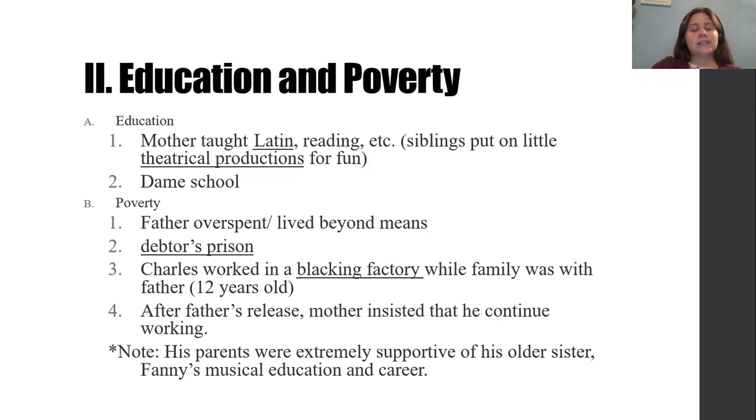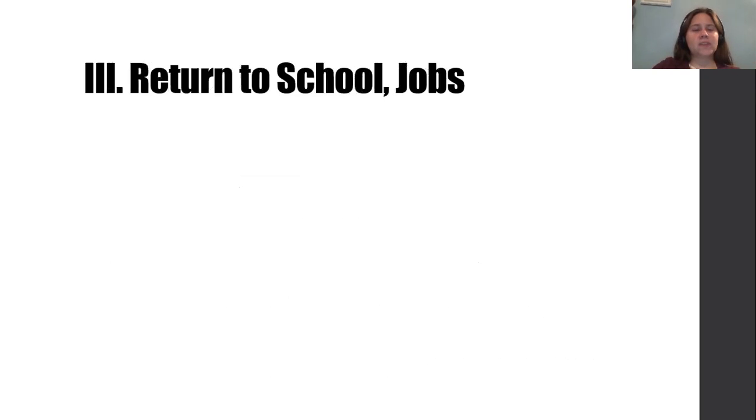Now, Charles really wanted to go to school. He really had other things he wanted to pursue, like writing and things like that. But they wanted him to work. His sister, Fanny, was a year older than him. His parents supported her musical education and career. So she was the oldest, and she got to go to school, and they paid for her to go and all of those things while he was supposed to hold down the fort.